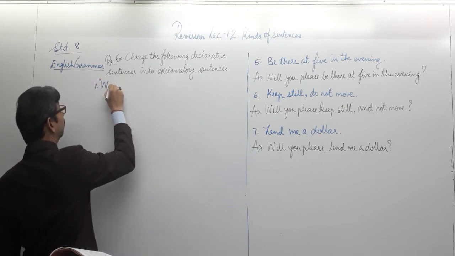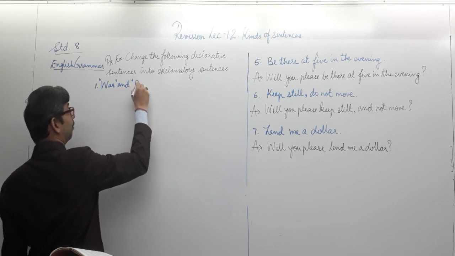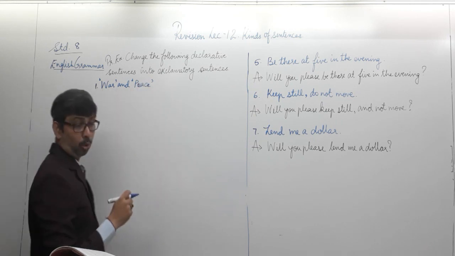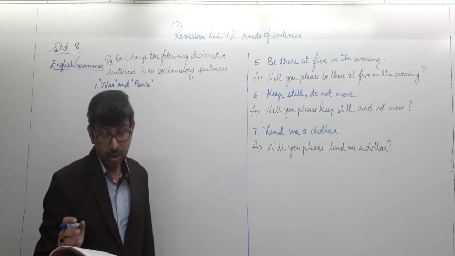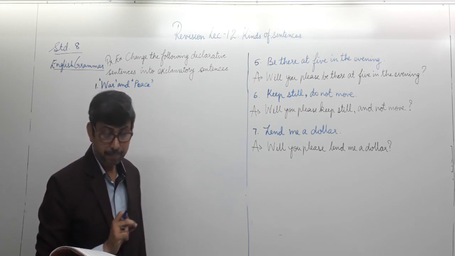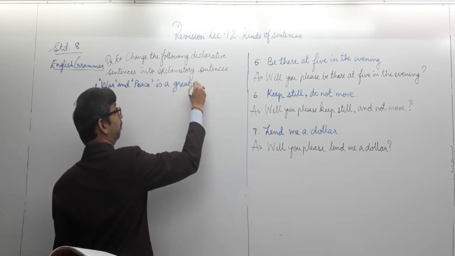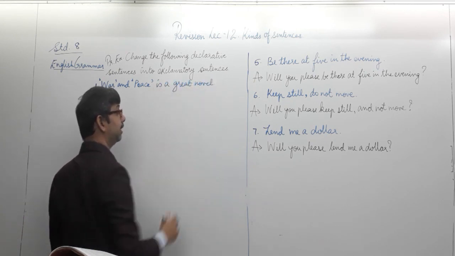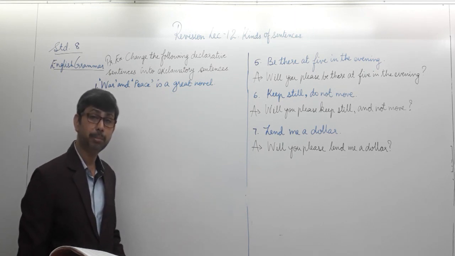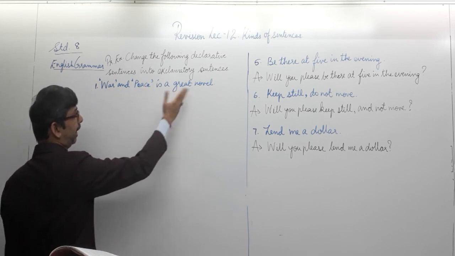"War and Peace" is a great novel. I put War and Peace in speech marks because it is the name of a novel. It's a proper name. So what is the idea in this sentence? It is a simple declarative statement telling us that War and Peace, the name of a novel, is a great novel.